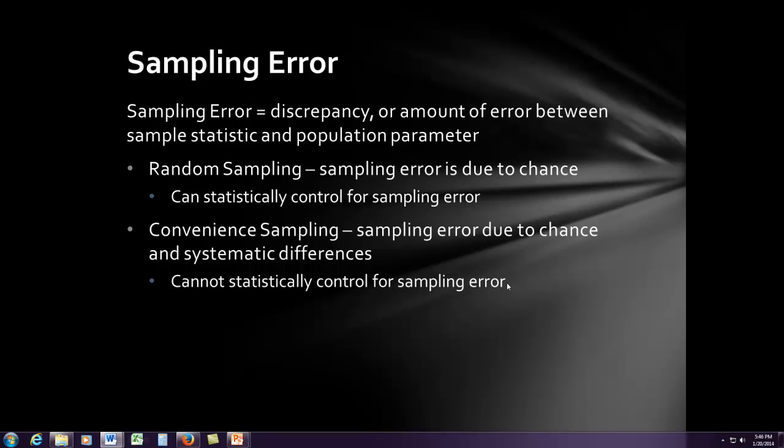Luckily, we can statistically control for sampling error that's due to chance. So if we have a random sample, we'll learn about some procedures you can do to control for that random chance-based error. But if you have systematic differences that are due to some kind of bias in your sample, like selecting just males or just NSC students, or using convenient sampling, then you can't statistically control for sampling error, and that leads to some problems. So again, random sampling is optimal, whereas convenient sampling is most often used because it's convenient and it's based on who you have access to.